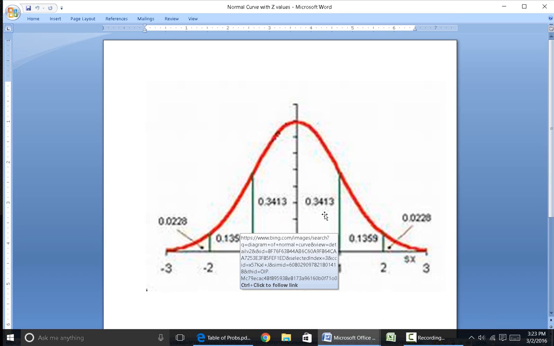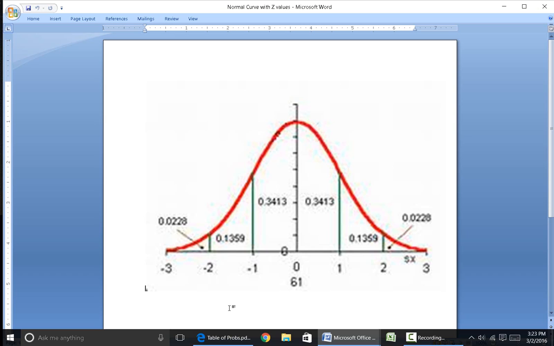Instead of 34.13%, I'll have it as a decimal between 0 and 1. So again, these values could represent probabilities if that's what we're looking for. They could represent percent of the frequency in a certain interval. They can represent area under the curve. Depends on what they ask you for.